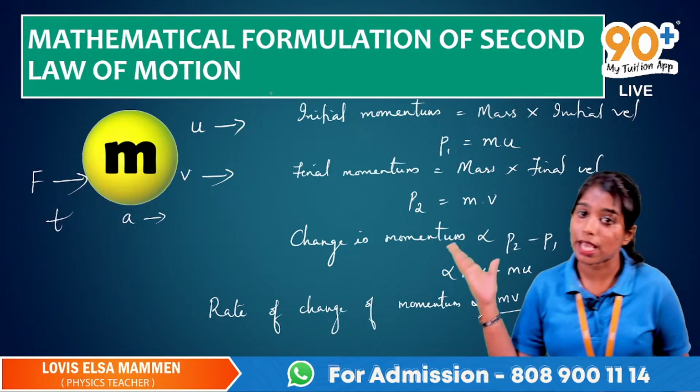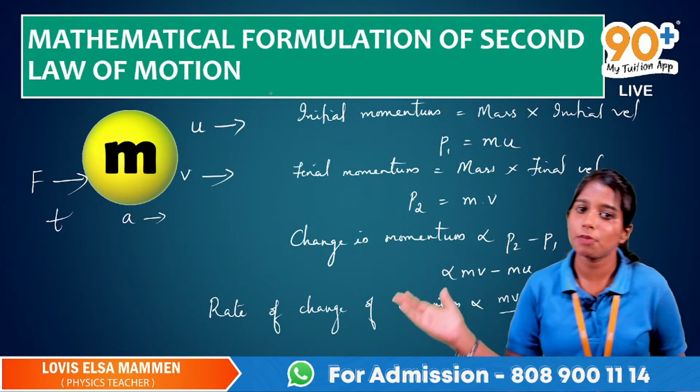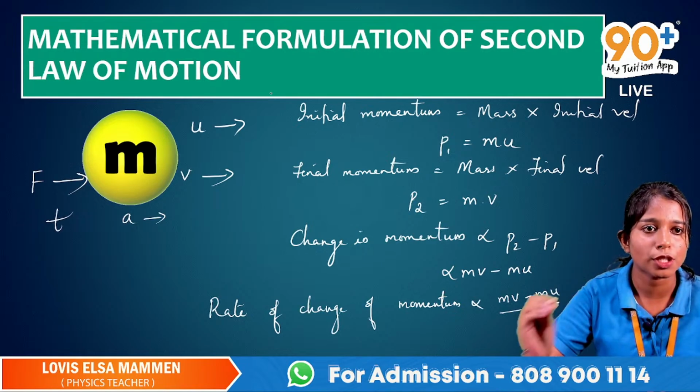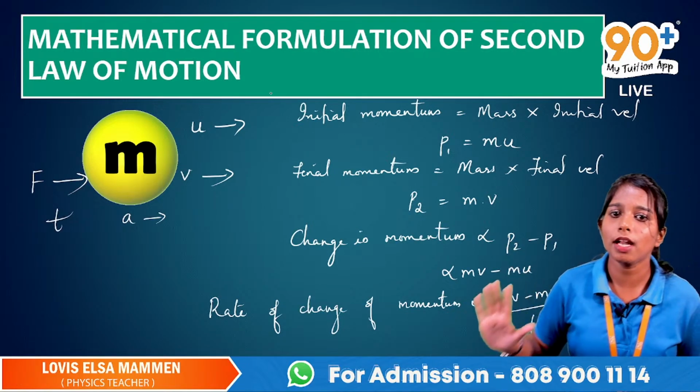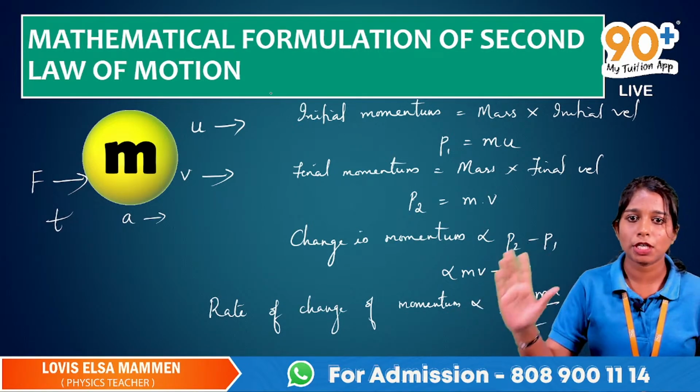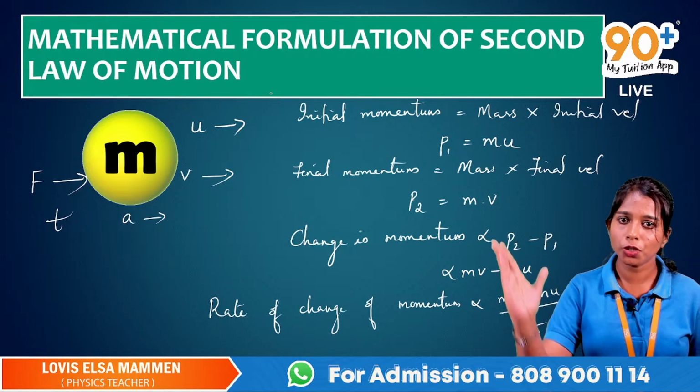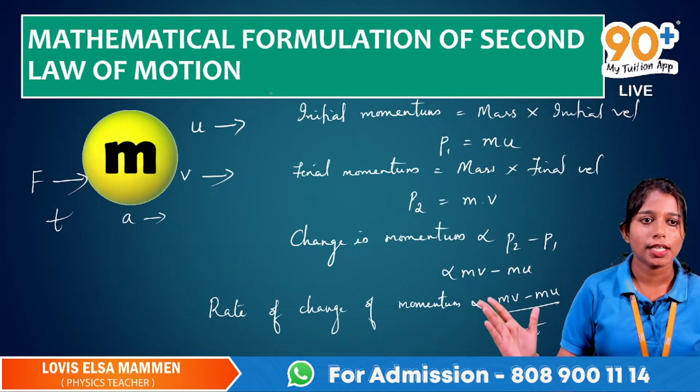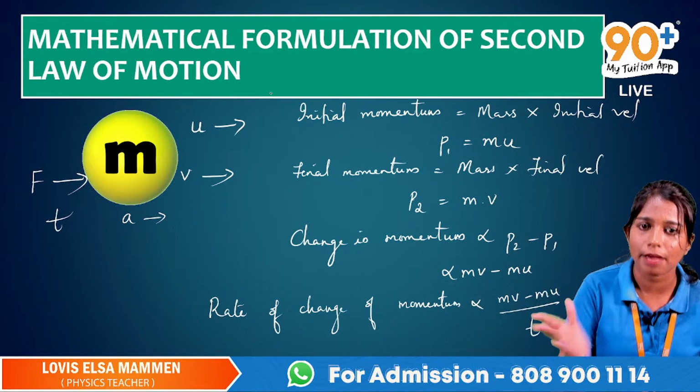We need the change in momentum. Change in momentum means the difference between the momenta. That is final momentum minus initial momentum. P2 minus P1. Substitute this P2 and P1 here. That is, it is proportional to mv minus mu.